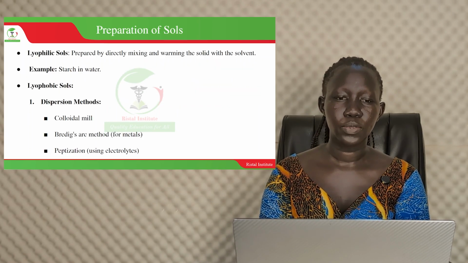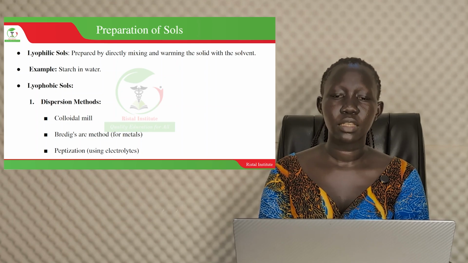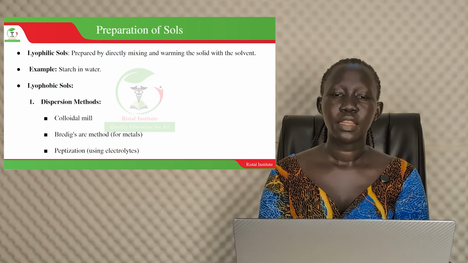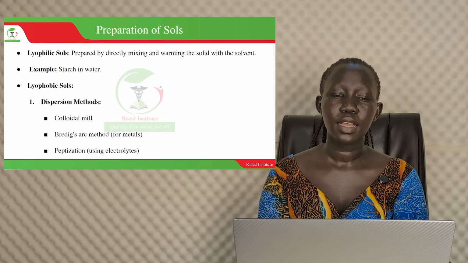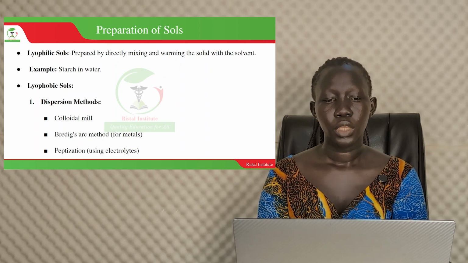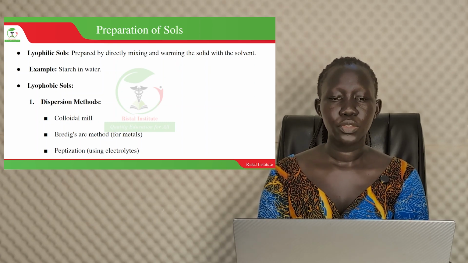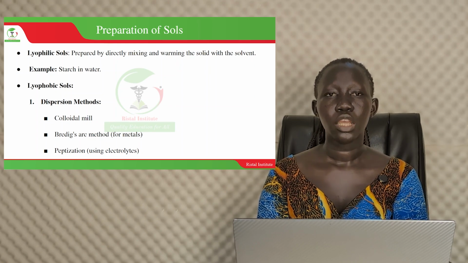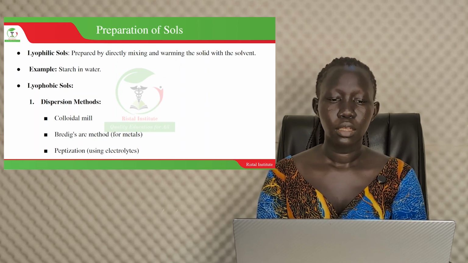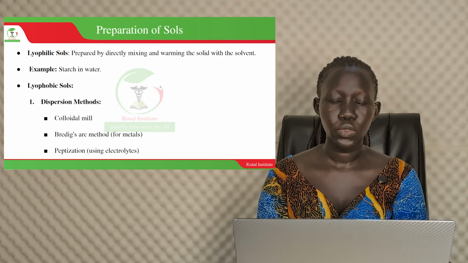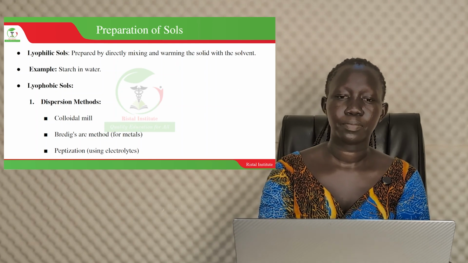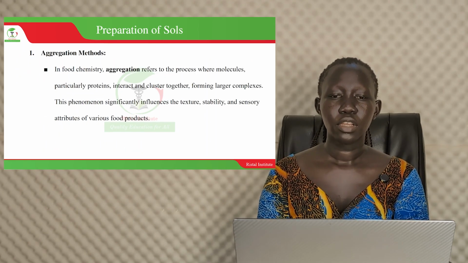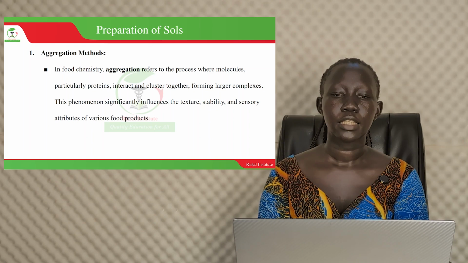The preparation of sols. The lyophilic sols, we said, can be prepared by simple mixing methods, by directly mixing and warming the solid with the solvent. The example here is starch in water. The lyophobic sols, we can use dispersion methods, which include the colloidal mill, Bredig's arc method for metals, and then peptization using electrolytes. The aggregation methods also can be applied.